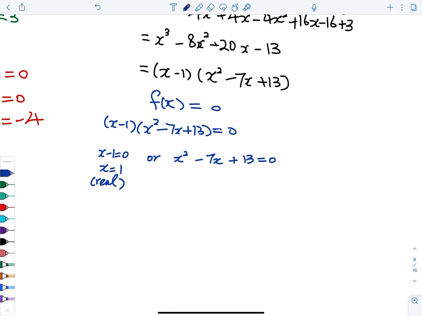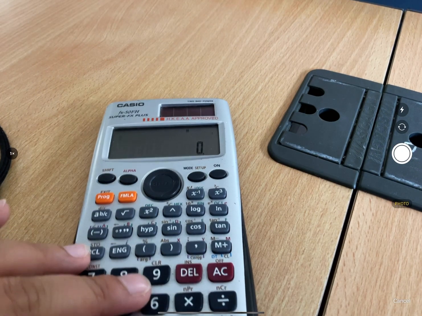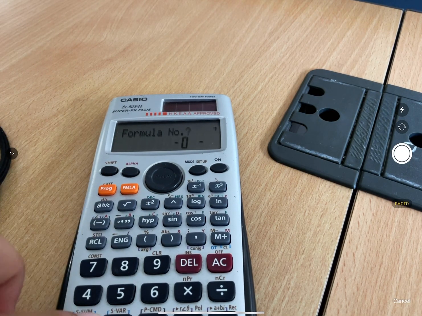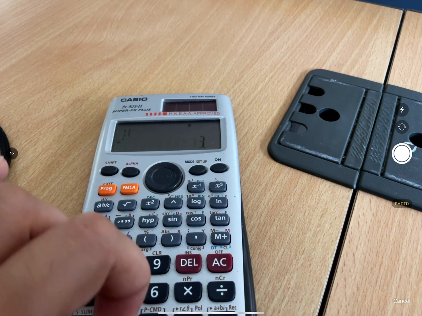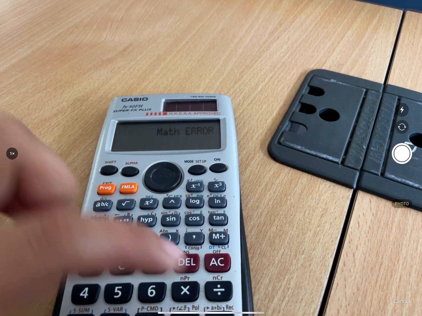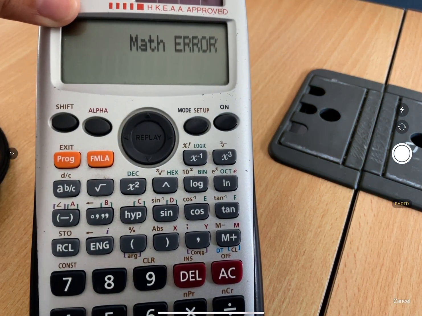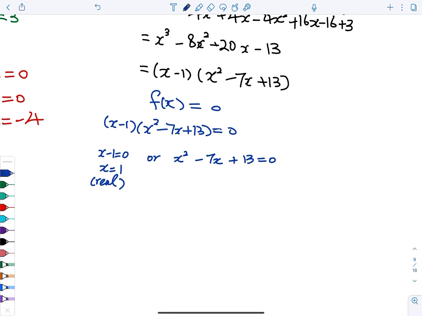Math error, right? Let me click it once with you in case you don't believe your own calculator. Formula 0, 1. You click 1, negative 7, and 13, right? And you get oops, math error. What does that mean? That means there is no real root for this one. But markers are like, please don't use calculators. So how are we going to prove to them?